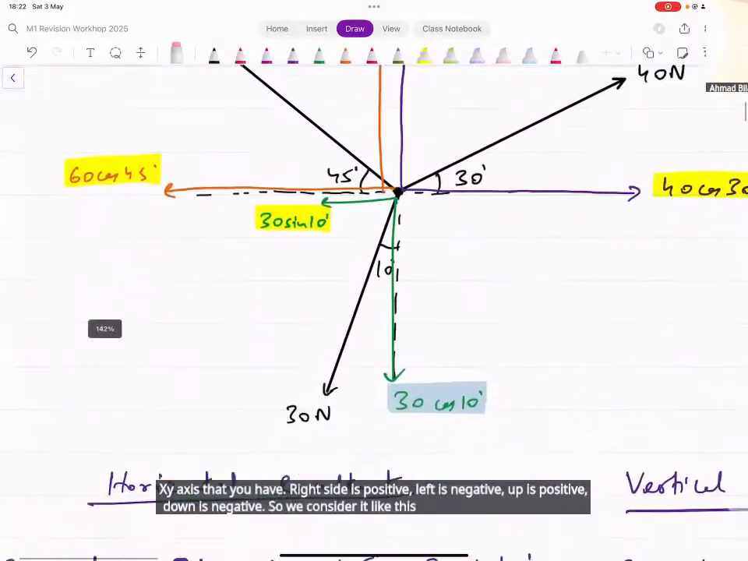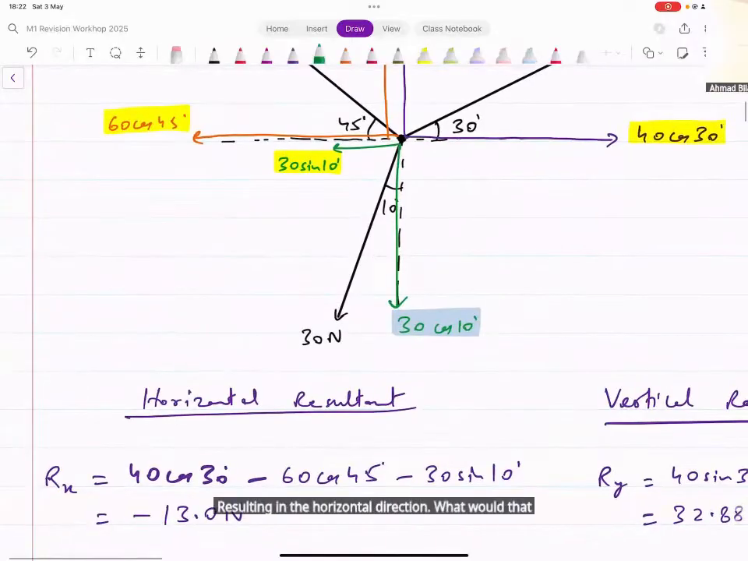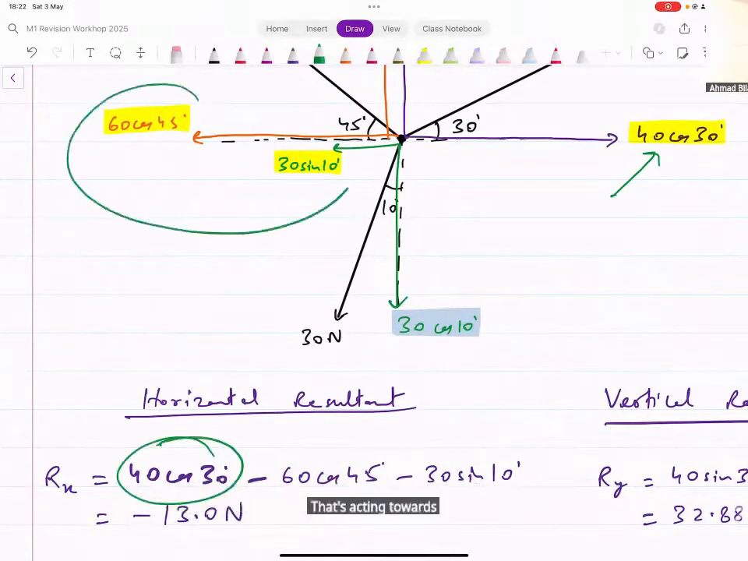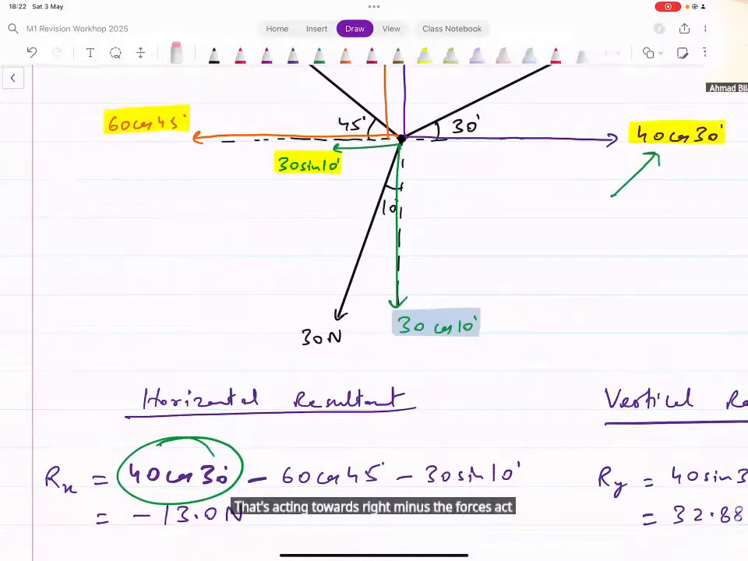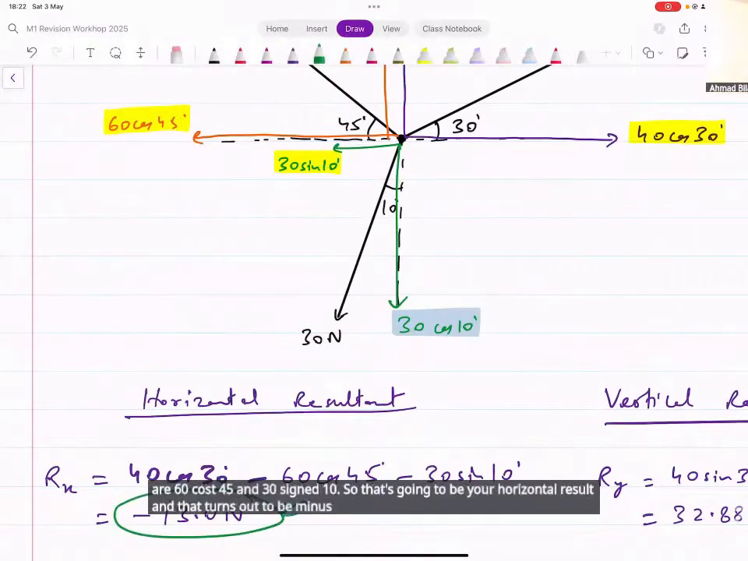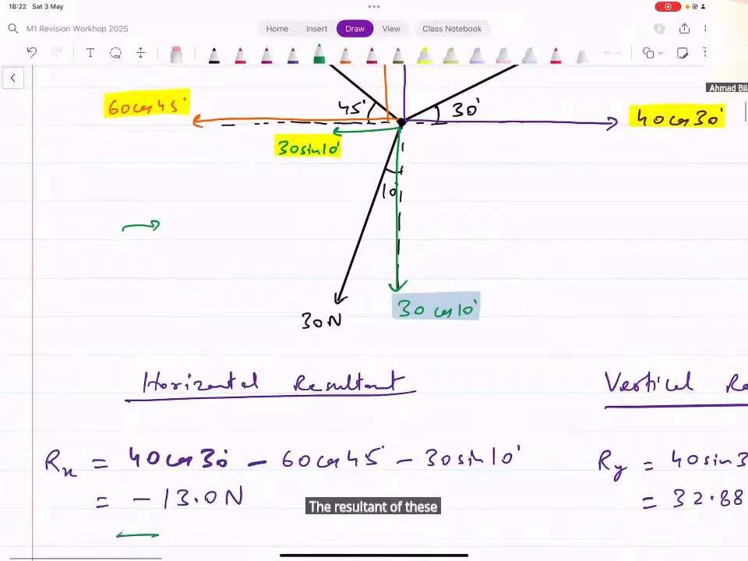So in this case, what would the resultant in the horizontal direction turn out to be? You would say 40 cos 30, that's acting towards the right, minus the forces acting towards the left side. They are 60 cos 45 and 30 sin 10. So that's going to be your horizontal resultant. That turns out to be minus 13. What does that tell you? Since it's negative, and we were considering the right side positive, the resultant of these forces is going to act towards the left side. It's 13 Newton towards the left side.